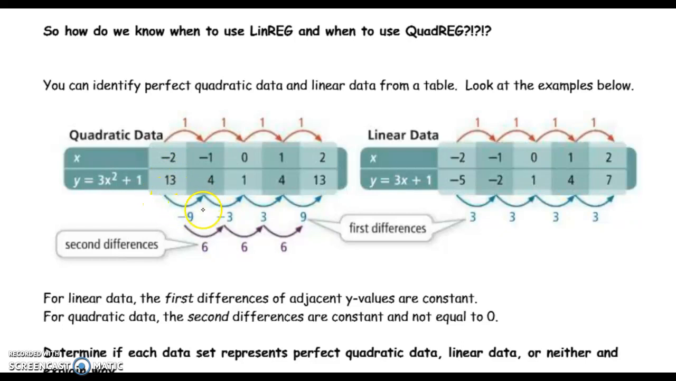So from 13 to 4, I subtracted 9. From 4 to 1, I subtracted 3. From 1 to 4, I added 3, so notice now it's a positive. From 4 to 13, I added 9.